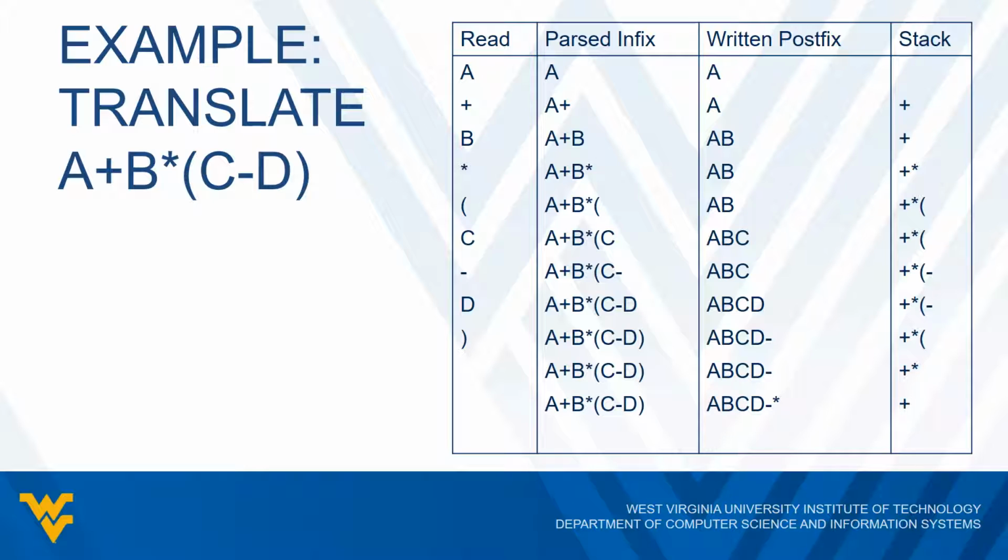We can now evaluate the multiplication portion of the expression. So we would pop the next item off the stack, which is our multiplication symbol, and we would write that to our output string. And then finally, we would evaluate the addition portion. So we would pop the stack again. We have our plus sign, so we'll write that to the end of our output string. So we would get A, B, C, D minus, times, and plus.